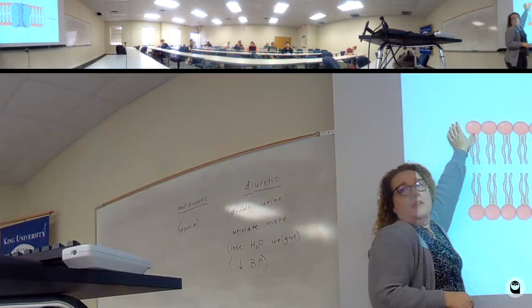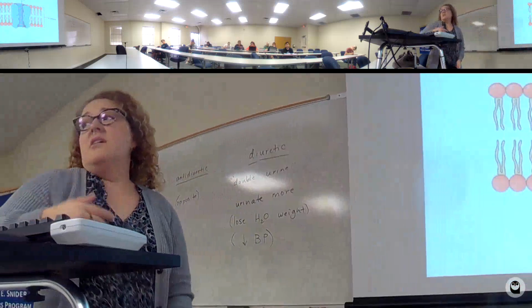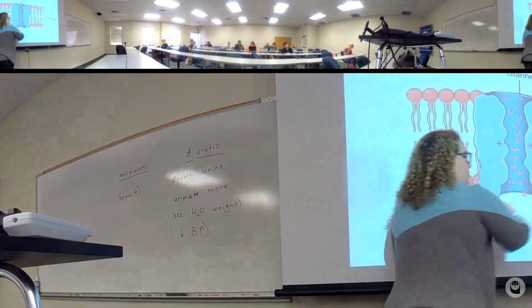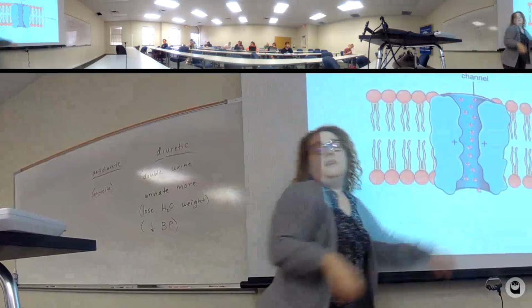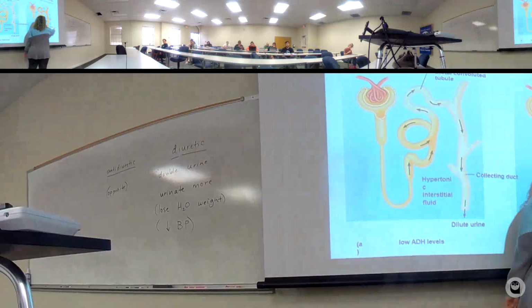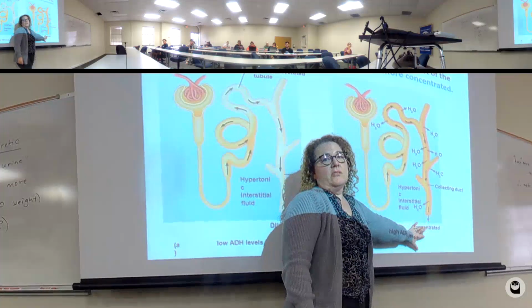That lets water move. So antidiuretic hormone causes us to keep more water in the blood because it encourages our tubule systems to build these aquaporins that let water go back into the blood, and we pee out less water.